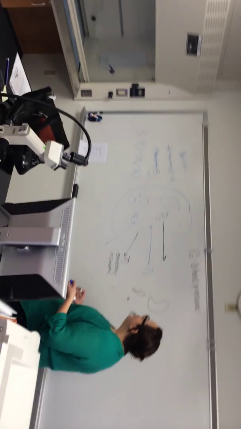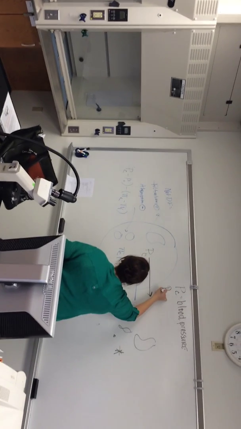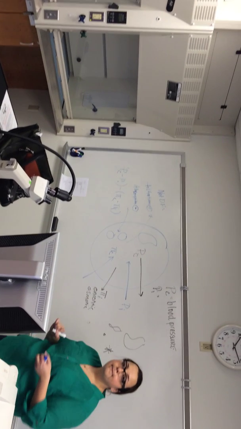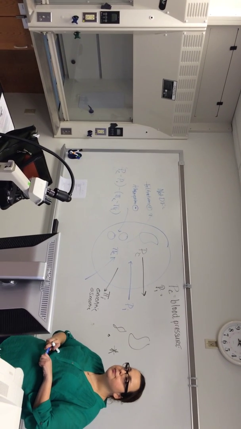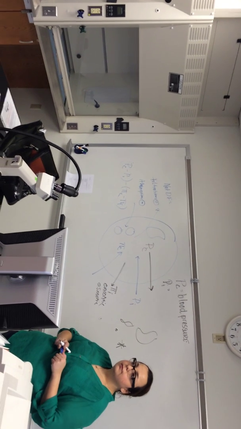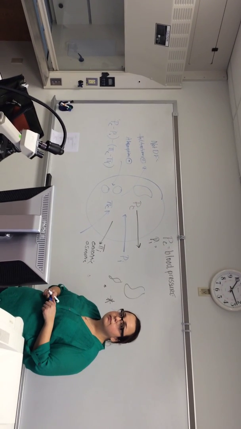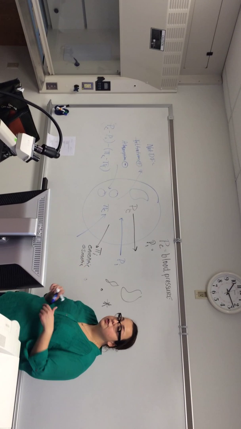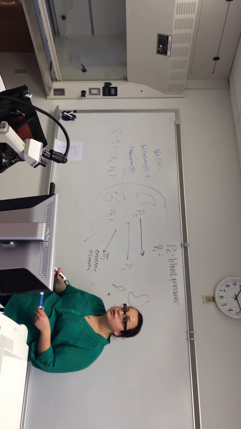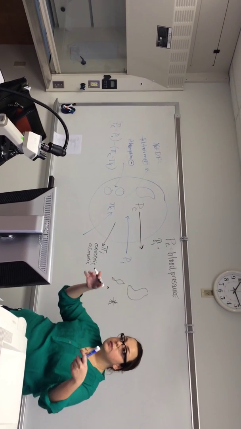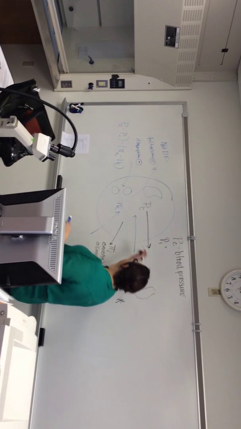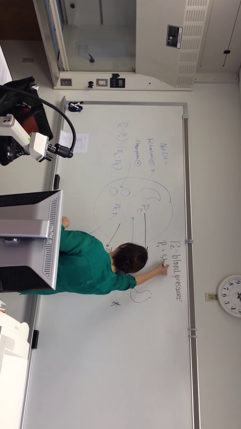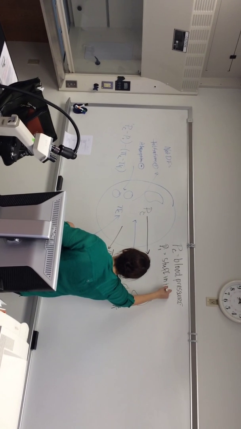Why is there pressure in the interstitium? Is there stuff in the interstitium? Are there cells? Are there tissues? There are things in an enclosed space. There's pressure. Why? Because there's stuff in the interstitium.